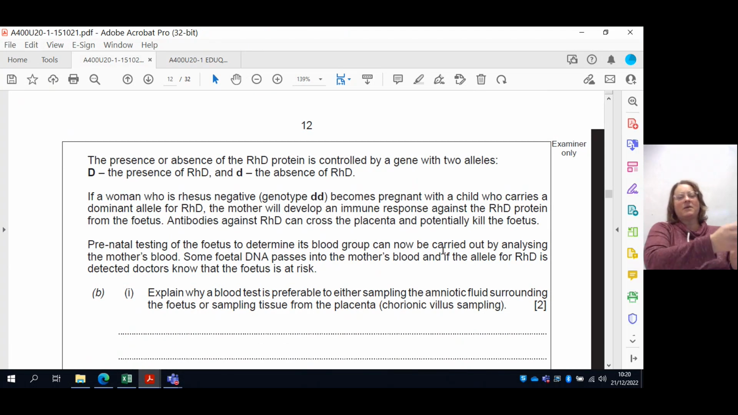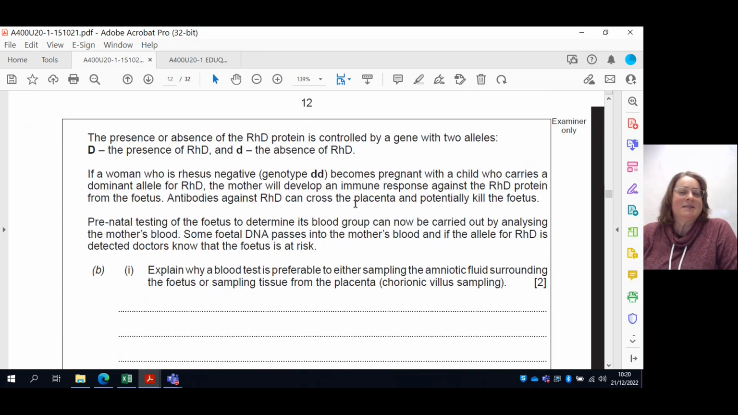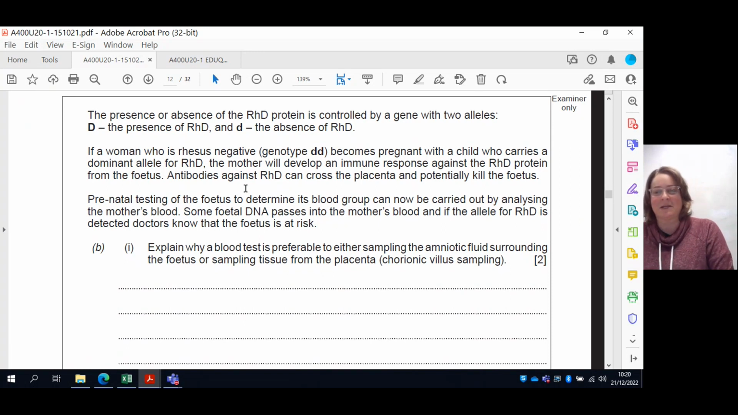So it is now telling us the presence or absence of Rhesus D is controlled by a gene with 2 alleles. You've either got it or you don't. You're Rhesus positive or you're negative. And if a woman is Rhesus negative, which is me, and she becomes pregnant with a child who carries the dominant allele, I've got 2 dominant children, the mother will develop an immune response. Again, I'll give you the detail on that when we actually get to component 3. This is a component 3 scenario, but the actual question to go with it does link over into component 2, and it is one of those where you get the overlap. So apologies, I've been a bit nicer when marking for that reason.